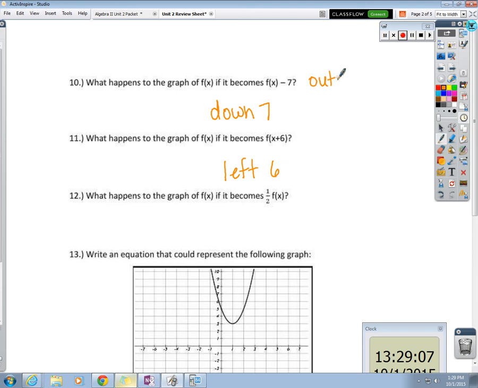If it is an outside number, see how that minus 7 is on the outside of the parentheses? Then it moves up or down. And it is what you would think it is. Minus 7 is down 7. Had it been plus 7, it would have gone up 7.